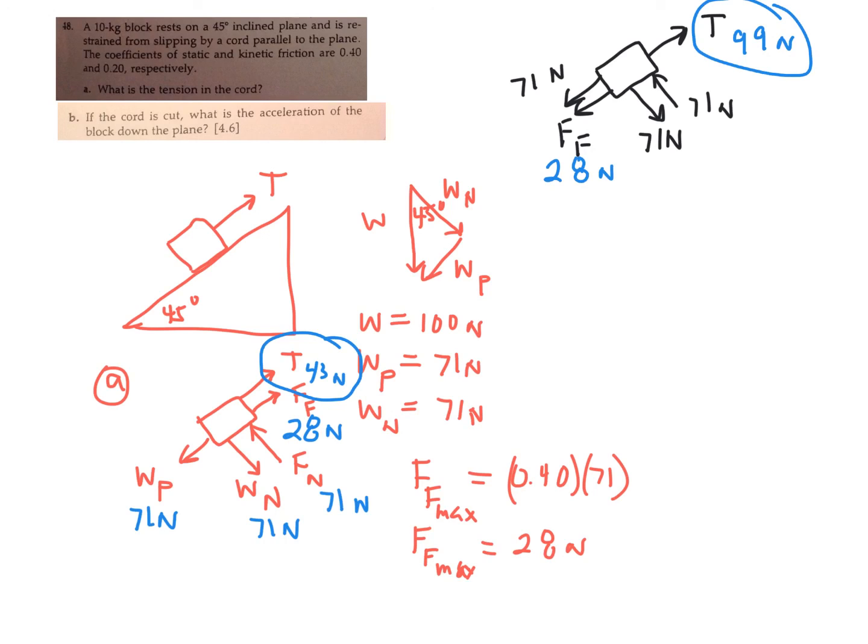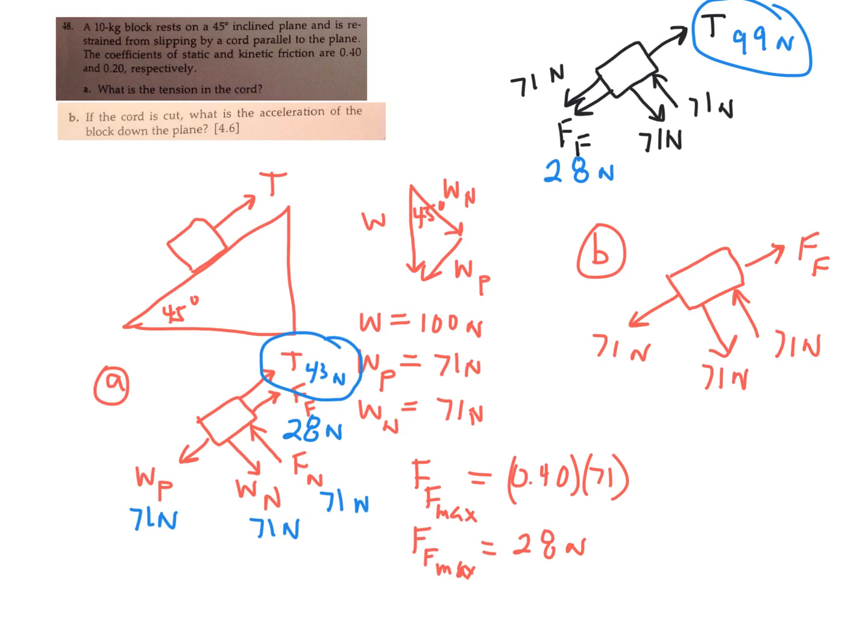So let me draw that. The situation simplifies a fair amount once you cut that string, and the block will certainly accelerate down the ramp now, so the force of friction will indeed be up the ramp, and now it's kinetic friction, so we need to recalculate that.